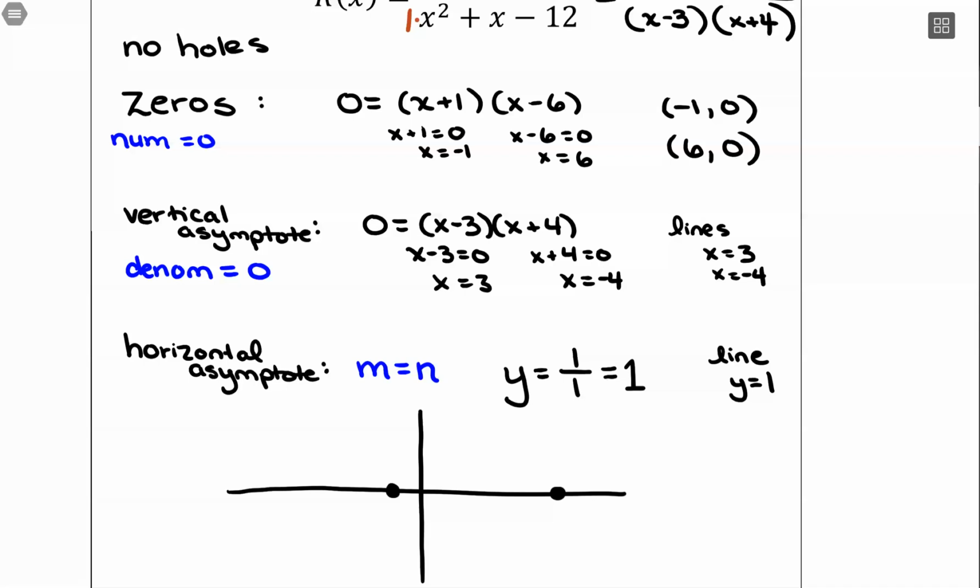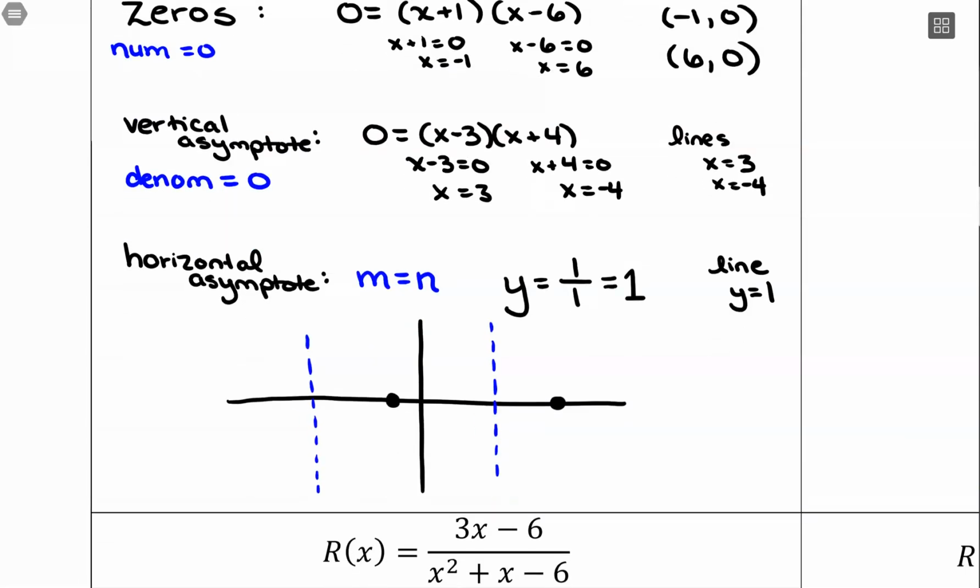We have a vertical asymptote at x equals 3. So we're going to have this vertical line that we can't cross at about 3. And at negative 4, we'll have a vertical line that we can't cross. And then for our horizontal asymptote, for the long run behavior, we're going to see our graph approach y equals positive 1. And beyond that, I really can't graph anything else just based on this information.